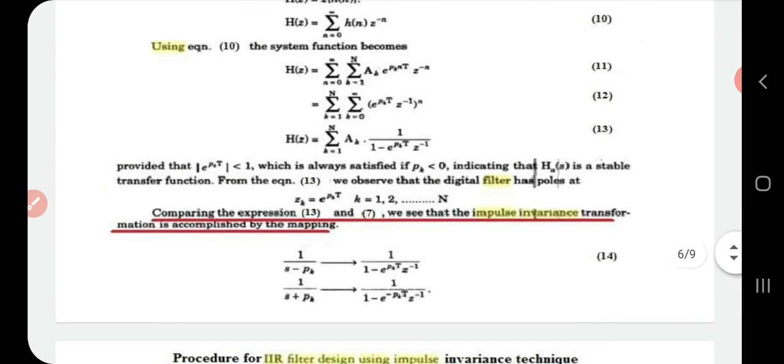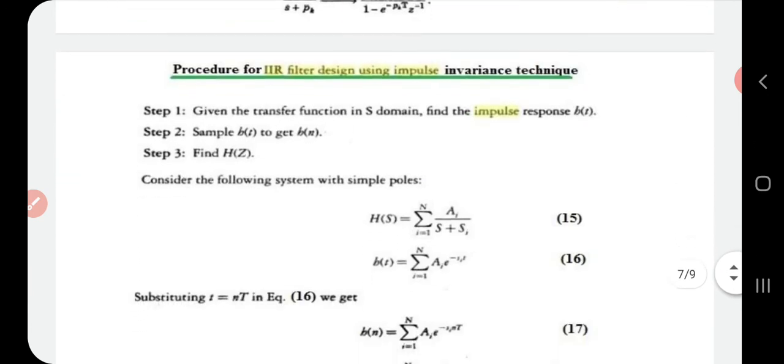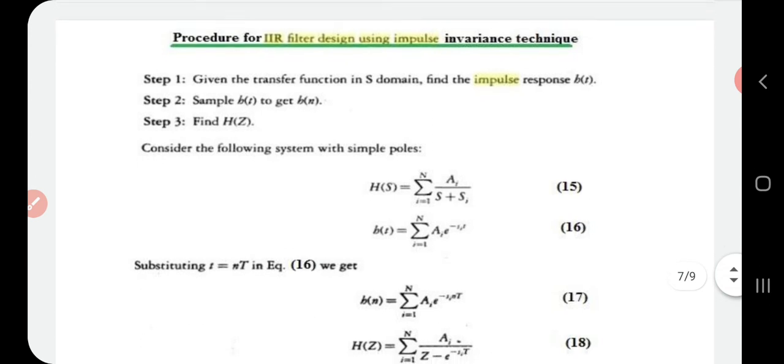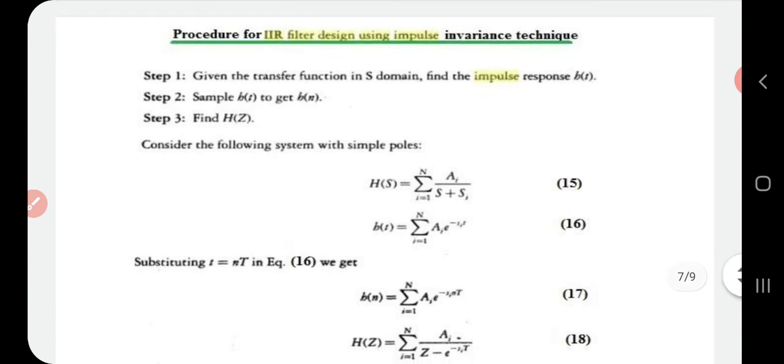If this is very lengthy, you can also follow this step. We are just briefing what was said earlier. The transfer function is given in the S domain. First we find the impulse response h of t. Second, we sample h of t to get h of n. Finally we find h of z, that is in the z plane, the digital system.